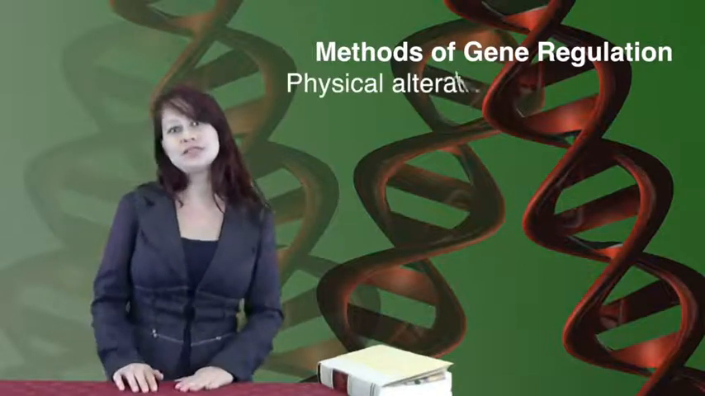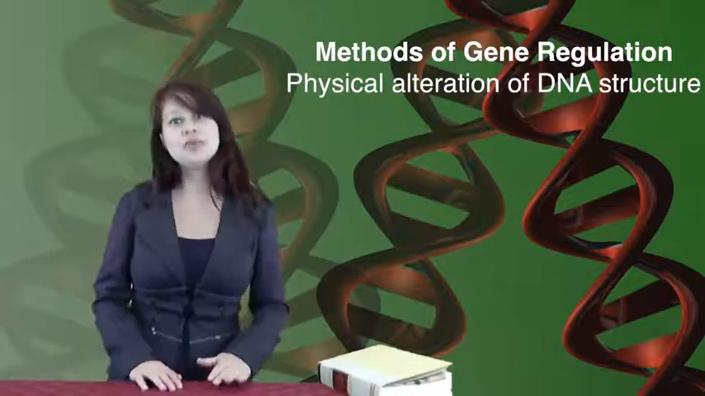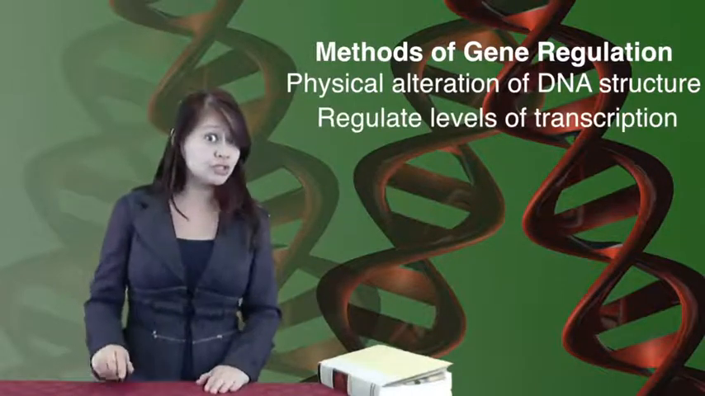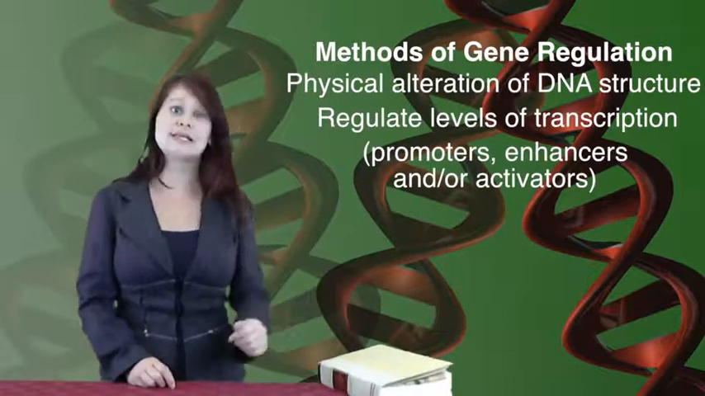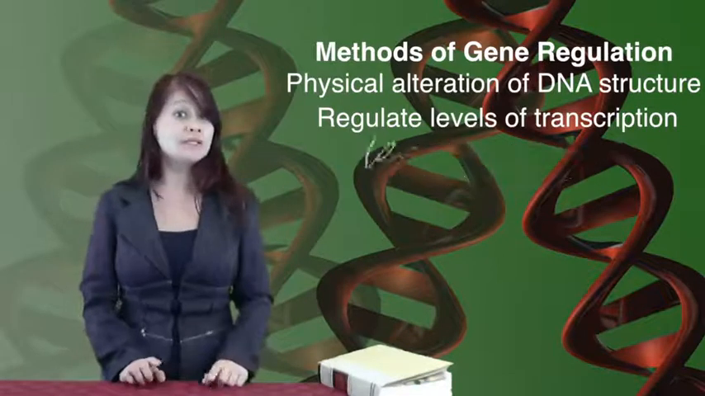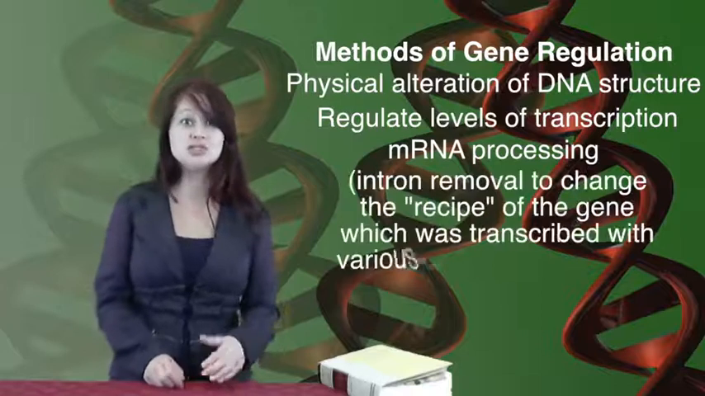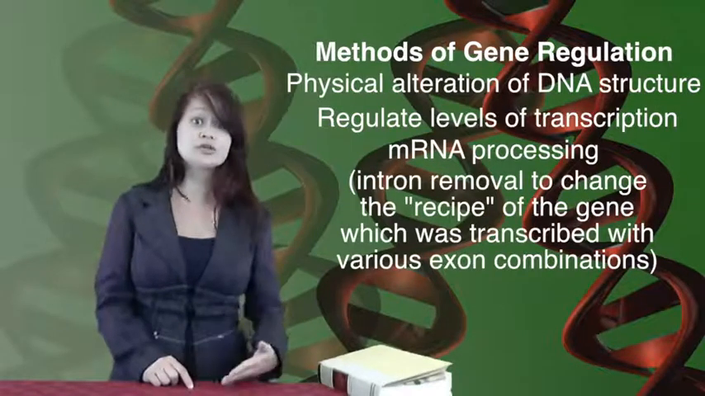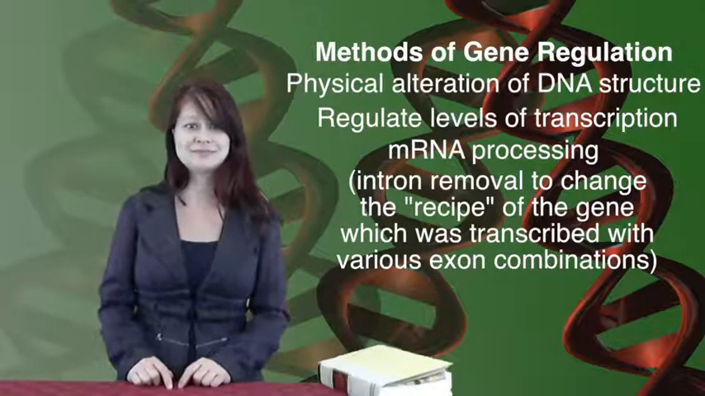So to summarize, physically changing the structure of DNA through compacting it or altering methylation patterns reduces gene expression. But we can also increase gene expression by having strong promoters, enhancer sequences, or the presence of activator proteins. Our cells can even splice together different exons using the same mRNA template to create an assortment of different proteins from the same initial DNA sequence.